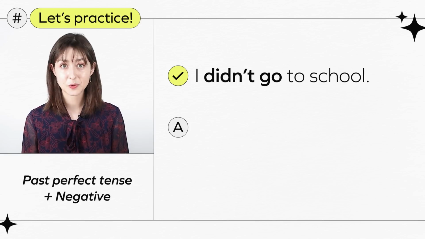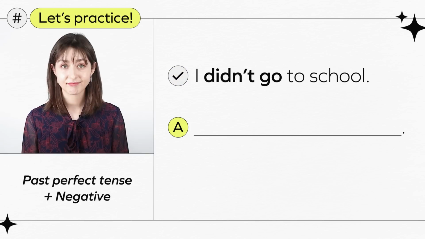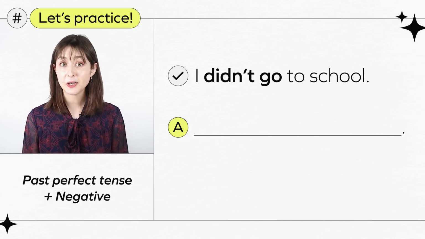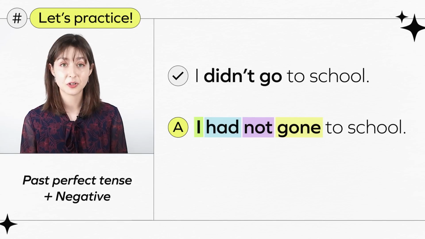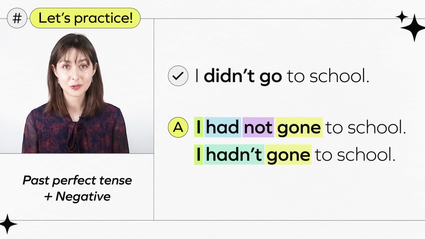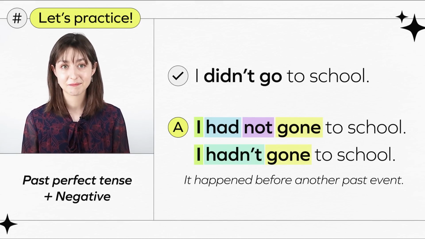I didn't go to school. The past participle of go is gone. I had not gone to school. I hadn't gone to school. This means it happened before another past event.